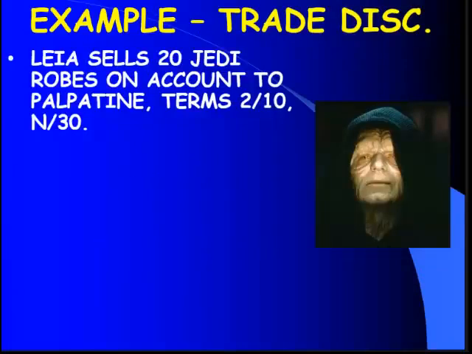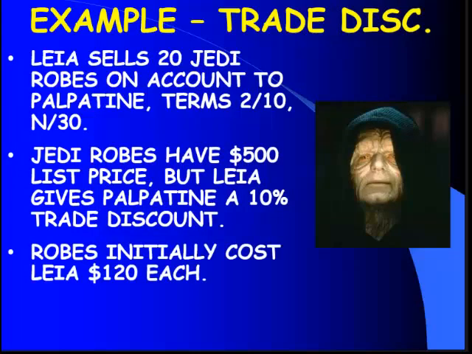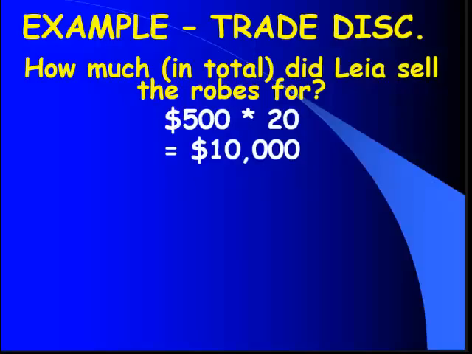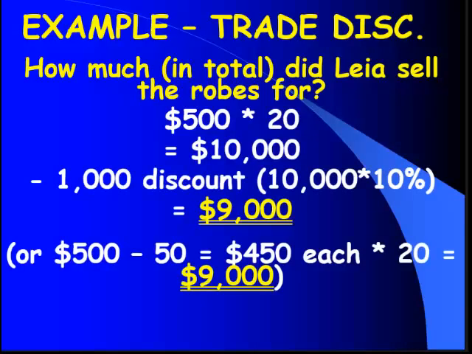One more example using our trade discounts. Princess Leia sells 20 Jedi robes on account to Emperor Palpatine, terms 2/10, net 30. Jedi robes have a $500 list price. Oh, Leia, she likes Palpatine. She gives him a 10% trade discount. The robes originally cost her $120 each. How much in total did she sell the robes for? Well, she sold 20 of them for how much each? $500. That would give me a total of $10,000 before the trade discount. Now it was a 10% trade discount, so 10% times $10,000 says she's going to give him a $1,000 trade discount, and it's actually then a $9,000 sale.